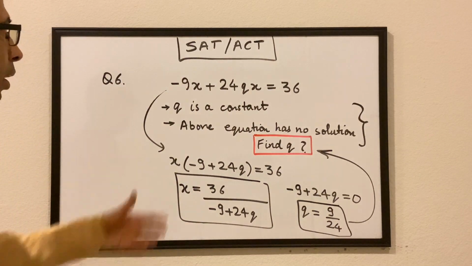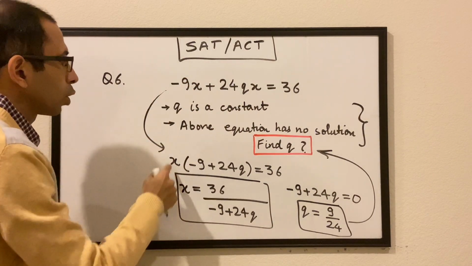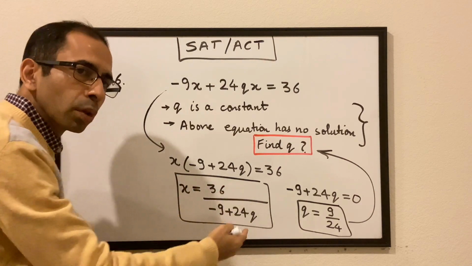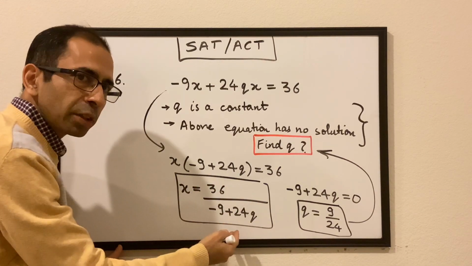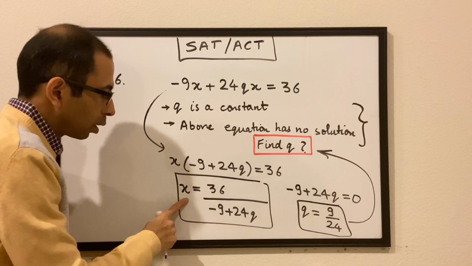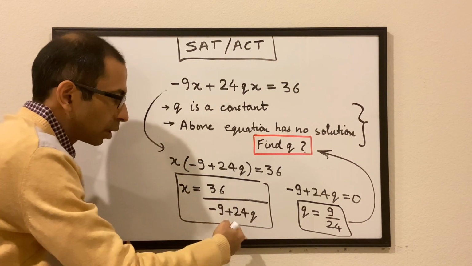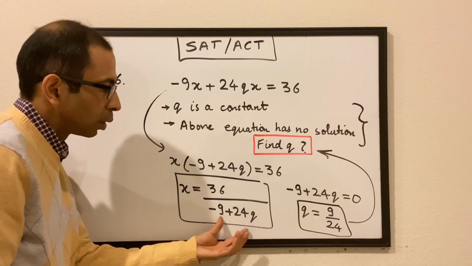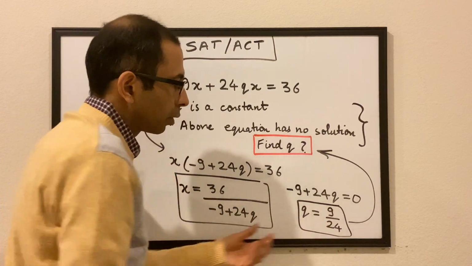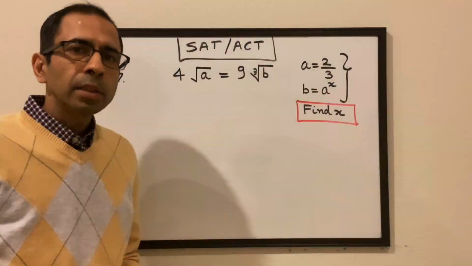Again, just to reiterate, we essentially took x common. We're trying to write x in terms of q. We get this fraction. This fraction, or the value of x, will be undefined, or basically no solution, when the denominator becomes 0, and the denominator will become 0 when q is 9 over 24. So that's our answer. Okay, let's take one last question here.